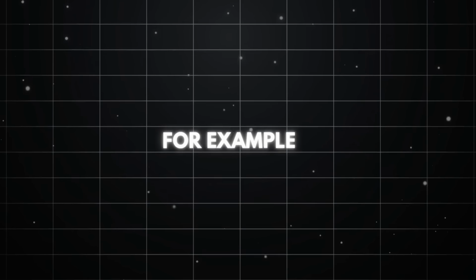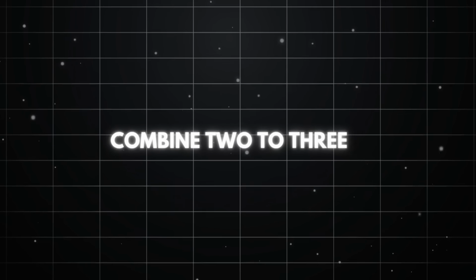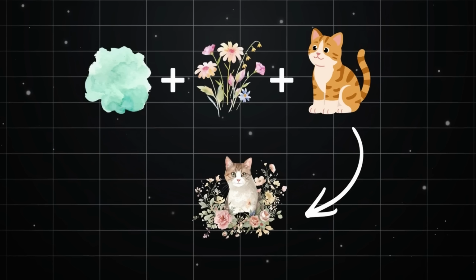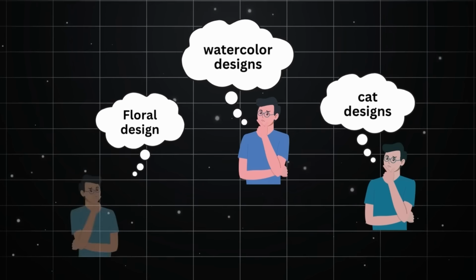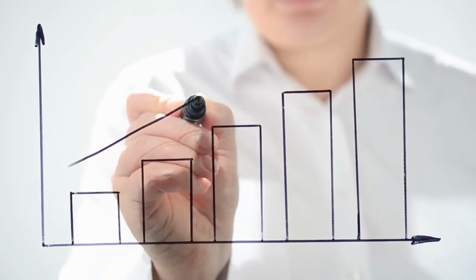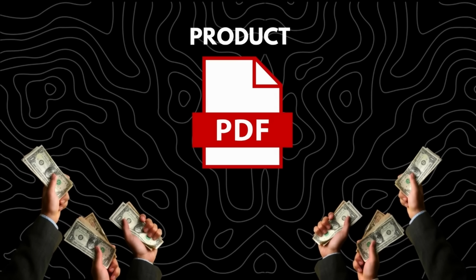For this example, a smart way to create designs people are already searching for is to combine 2 or 3 niches together. For example, instead of searching for cat clip art design, I could combine 2 or 3 niches to form one design. For example, watercolor plus cat plus floral design combines multiple popular styles into one design, helping you attract customers from different niche categories at the same time, and also makes your design unique. And since these niches are in high demand, there's a strong chance for it to be seen.